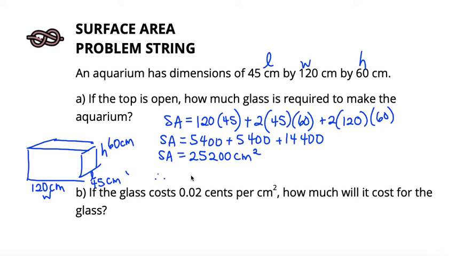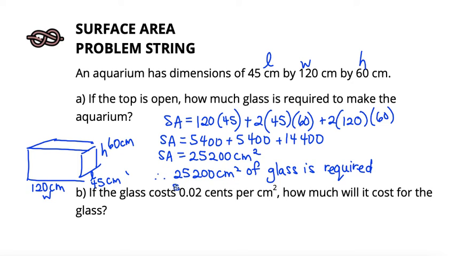A word problem needs a good therefore statement. Therefore, 25,200 centimeters squared of glass is required to make the aquarium. Now let's pretend that the glass costs 2 cents per centimeter squared. So how much would it cost for the glass?